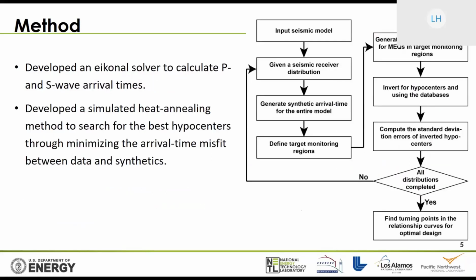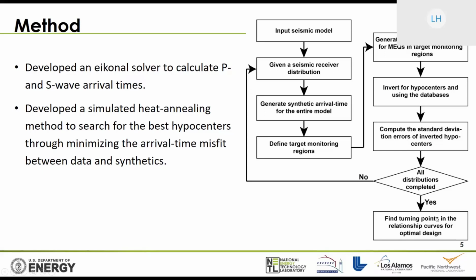So here is a little bit more detail. What we do is we develop an eikonal solver to calculate P and S arrival times. The advantage of using an eikonal solver is that it can handle complex models better than the shooting or conventional ray tracing approach. And then we develop a simulated annealing approach to search for the best hypocenter through minimizing the arrival time misfit between the data and synthetic.